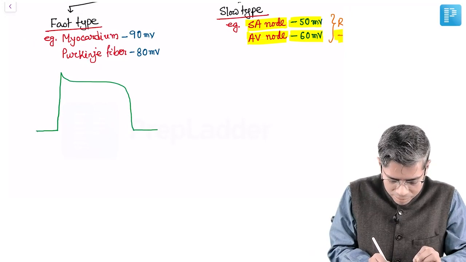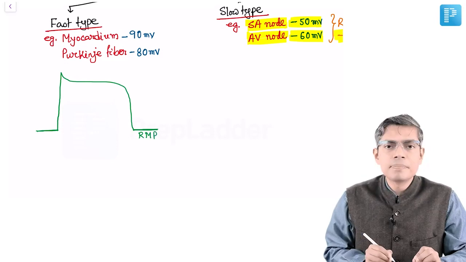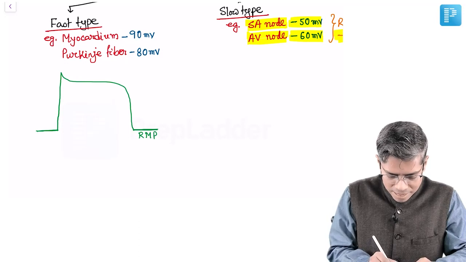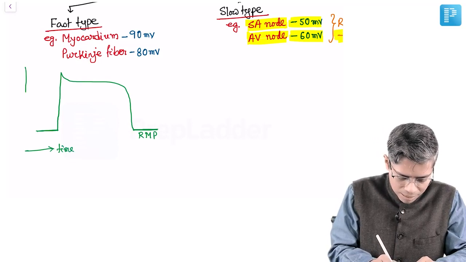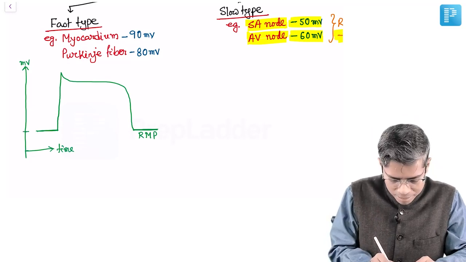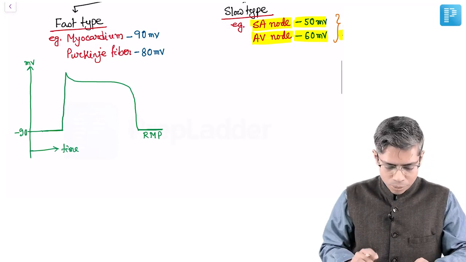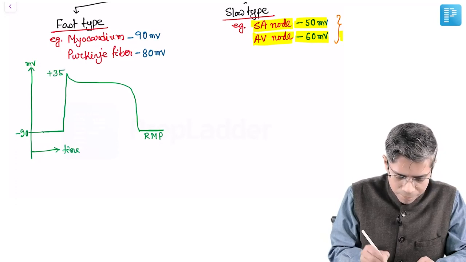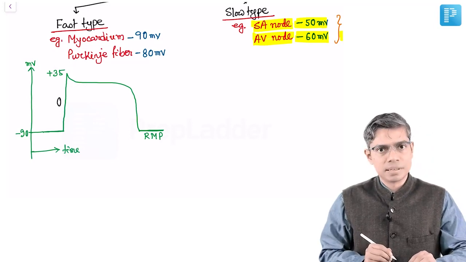Here the flat portion, this straight line, is nothing but the resting membrane potential of the cell. All of you know that the x-axis of this graph is the time axis and the y-axis of this graph is the membrane voltage axis. This RMP is minus 90 millivolt if it is a myocardium. From this minus 90 millivolt, when the voltage is moving to plus 35 millivolt, this phase is known as phase number 0 of the action potential.